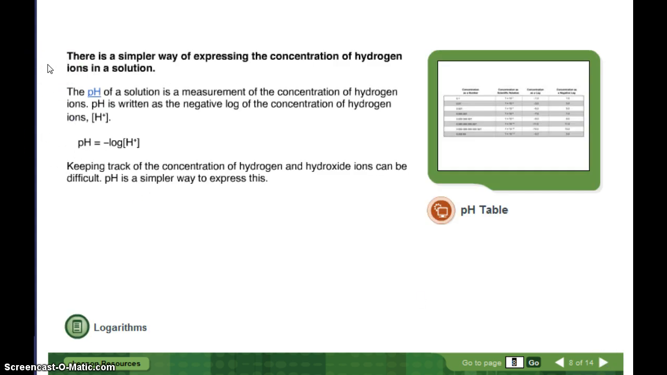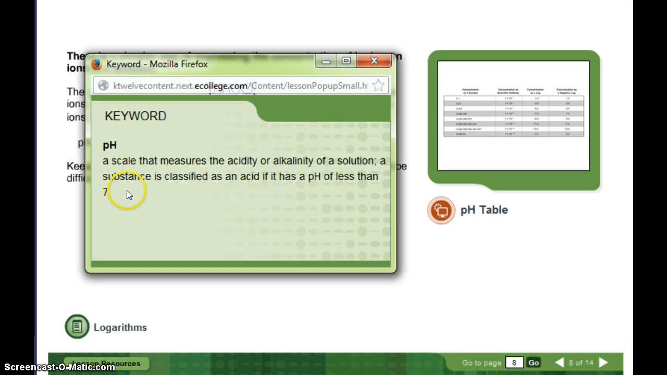There's a simpler way of expressing the concentration of hydrogen ions in a solution. The pH. So let's look at our definition of pH. pH is a scale that measures the acidity or alkalinity of a solution. A substance is classified as an acid if it has a pH of less than 7. If it's exactly 7, it is neutral. And if it's more than 7, it is a base.